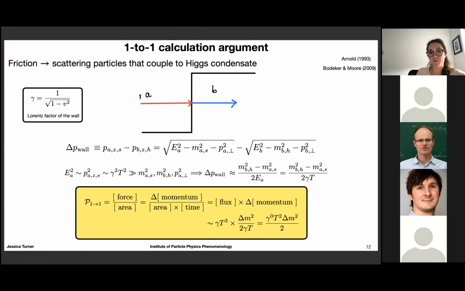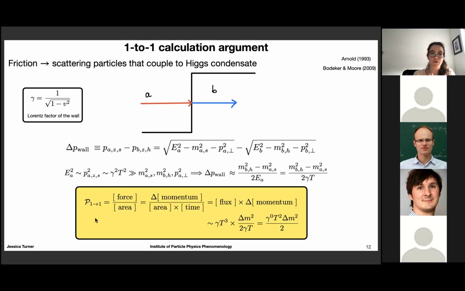So the transfer of momentum from particle A to the wall is just the difference of the longitudinal momentum of particle A and particle B. And that from the previous slide's kinematics is simply this expression here. However, in the remainder of the talk, we're going to study the limit where the walls are moving relativistically, so they're accelerating relativistically before they reach a terminal velocity. So for us, E_A and E_B are very, very large relative to all other mass scales, so the masses and the transverse momentum p_B^H. So we can Taylor expand these expressions, and what we find is that the transfer of momentum to the wall is just the change in the mass squared across the wall of this particle divided by twice its energy. And that's simply delta m squared over 2 gamma T.